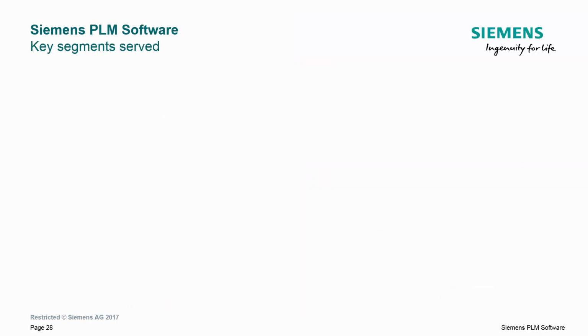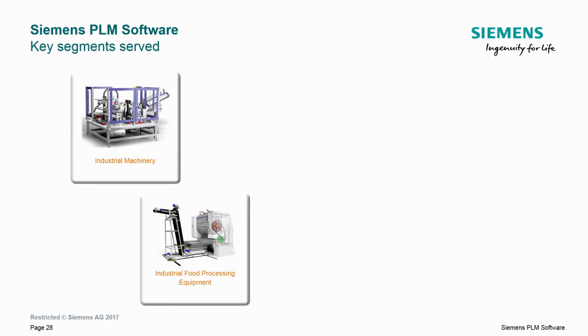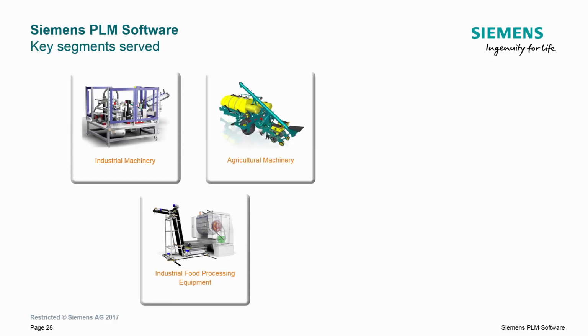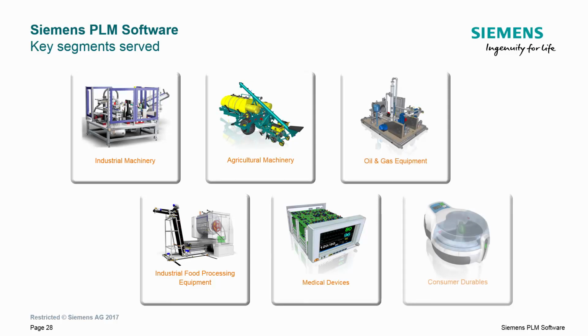Not only can Solid Edge capabilities be customized to fit individual customers, but the portfolio solutions seen earlier provide essential tools for specific industries that Solid Edge has a significant presence in. Our primary industries served include industrial machinery, industrial food processing equipment, agricultural machinery, medical devices, oil and gas equipment, and consumer durables. But, as with all software and technology, new industries are continuously coming into the fold and benefiting from the solutions that Solid Edge provides.